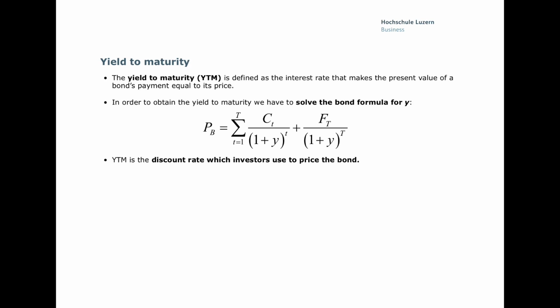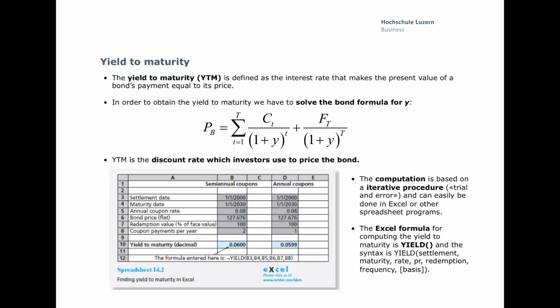Another interpretation of the yield to maturity is the discount rate that investors use to price the bond. Since bond prices, like all other asset prices, are determined by supply and demand on a market, the yield to maturity is the interest rate that makes the present value of the bond's cash flows equal to its current market price.